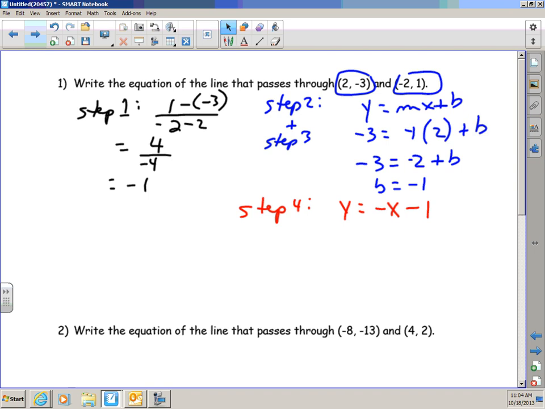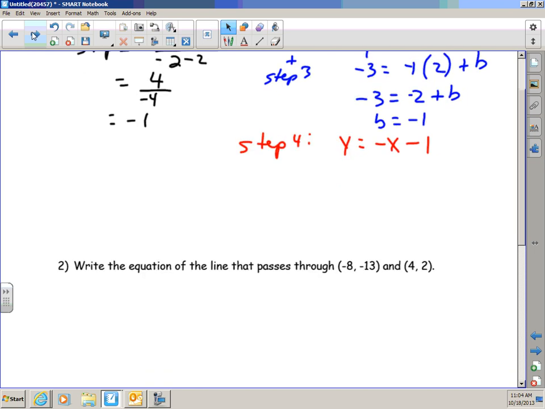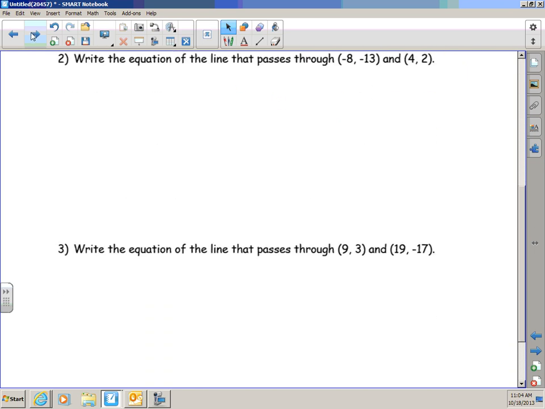Remember, slope is not a coordinate. It's just measuring steepness. Y-intercept is a coordinate. All right, let's continue with the next two, and I promise you -1 will not be the y-intercept for either of these two. So I determine what my slope is.